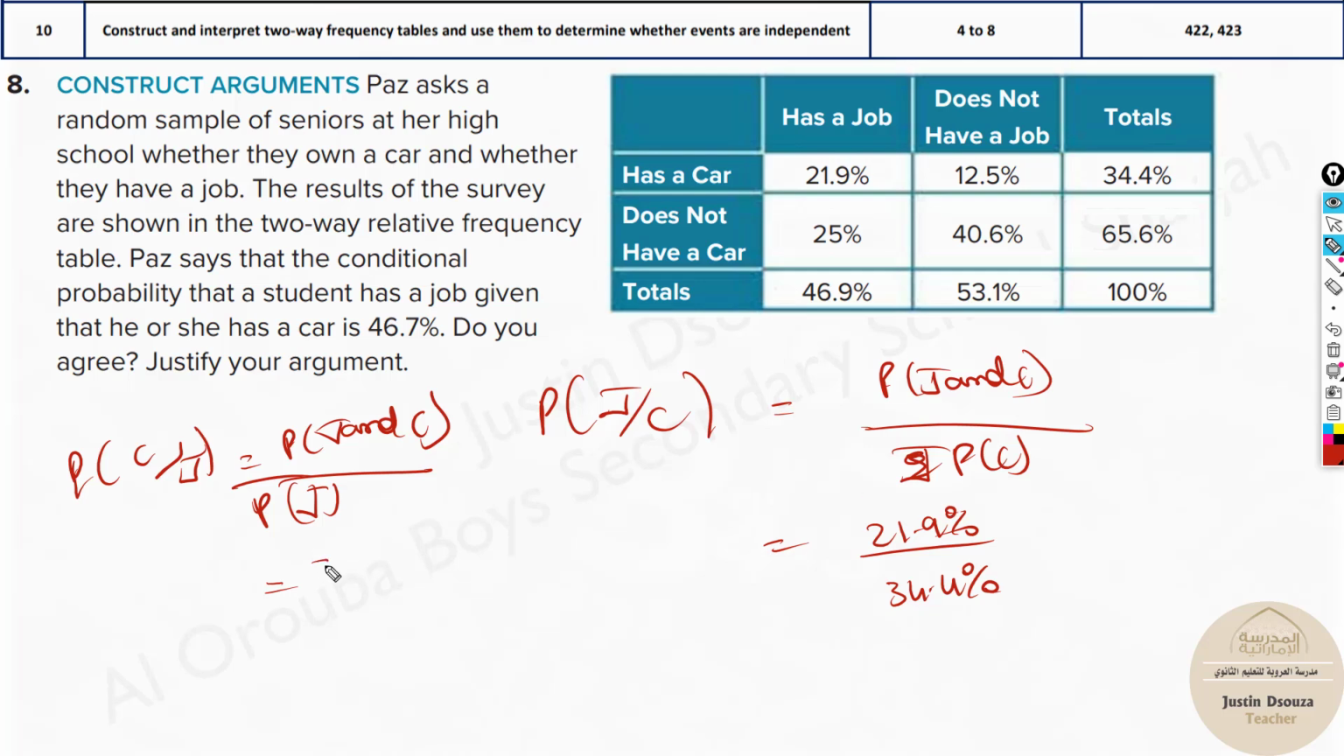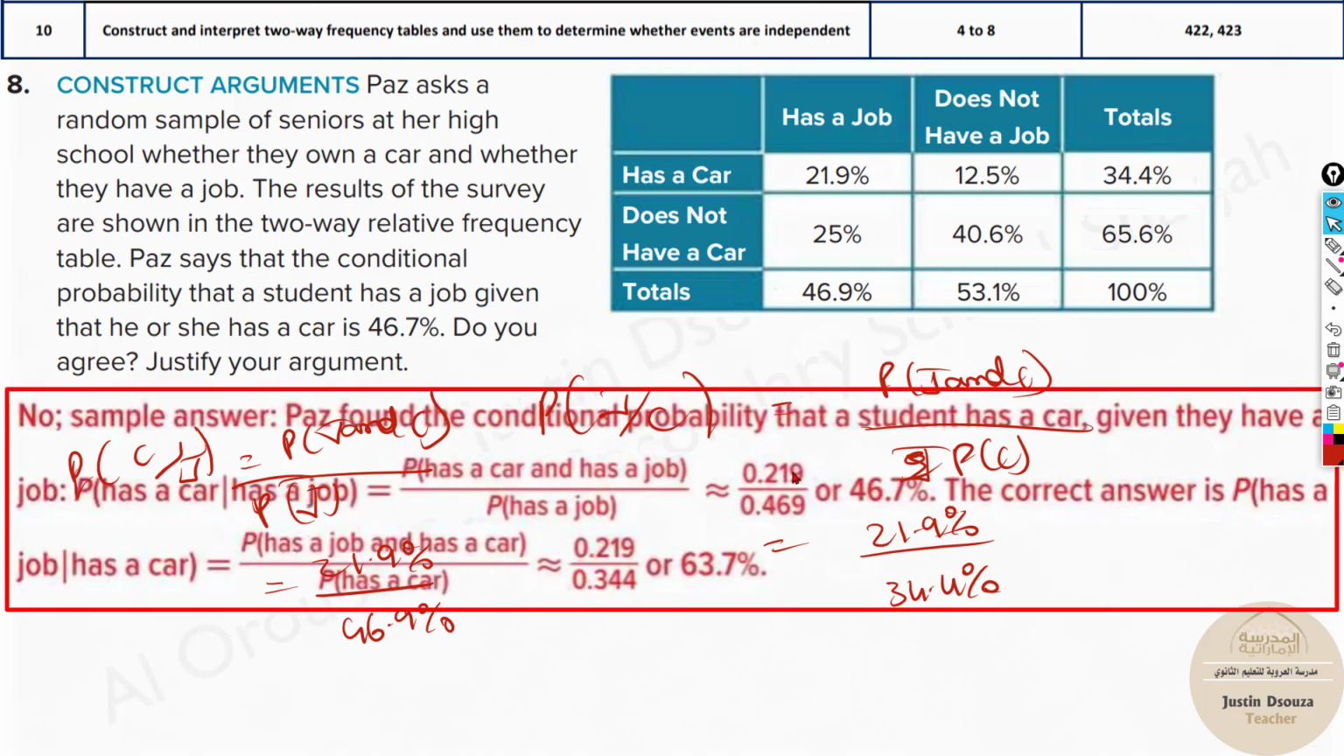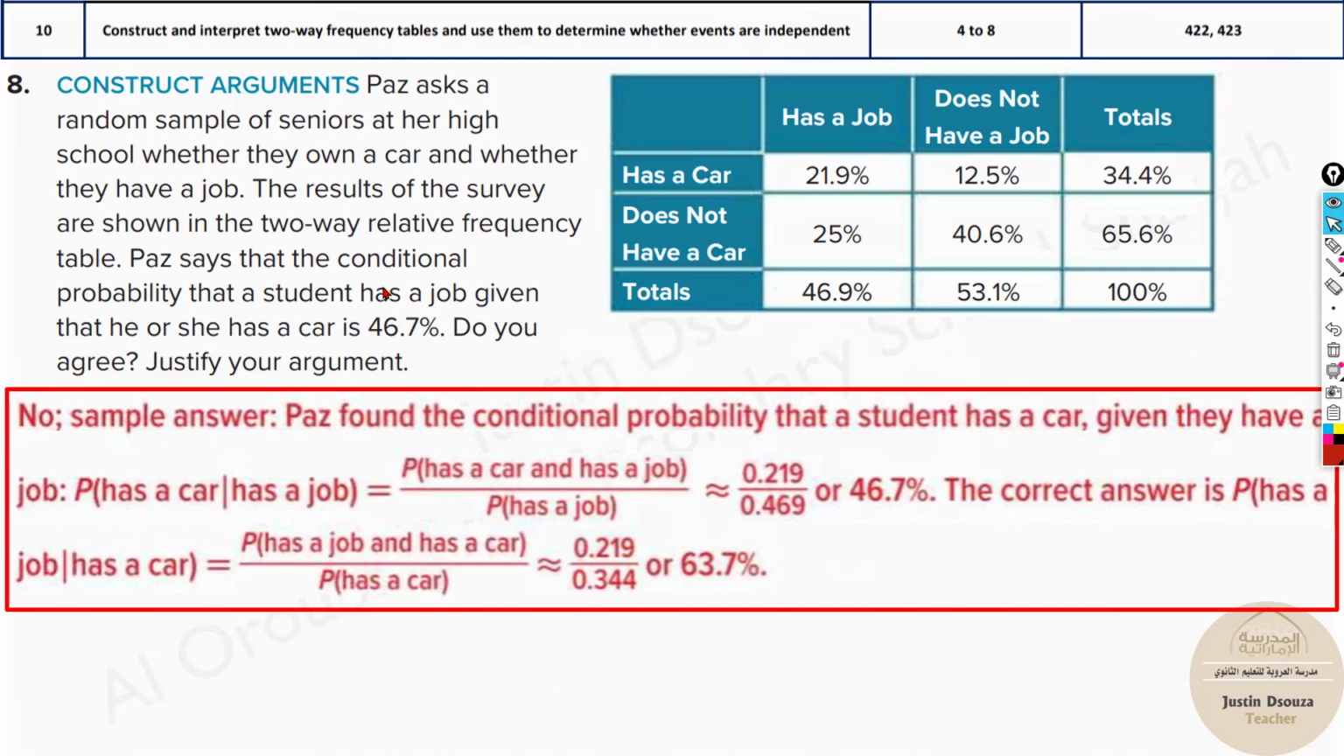So now the first value is the same, 21.9%, but over here, instead of taking this value, she has taken the job value, that is 46.9%. And then when you solve this, you must get 46.7%. You can see over here, when you solve this up, you're getting 46.7%. That is the mistake which Paz has made over here.